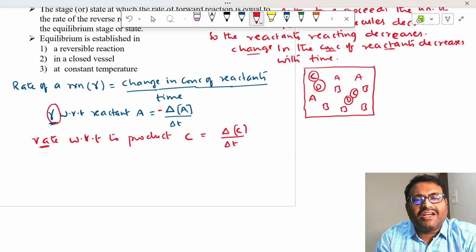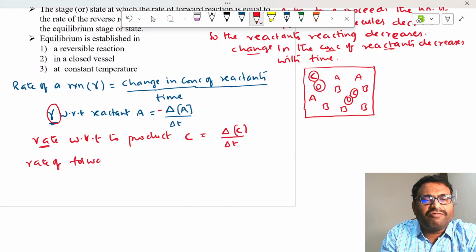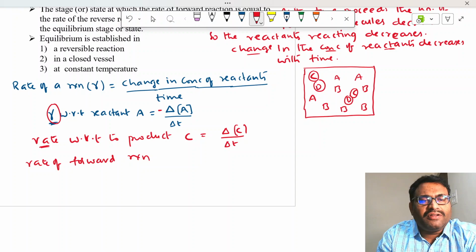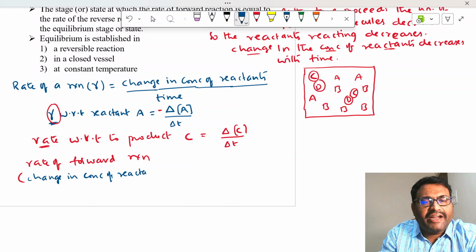Okay, when A and B are converting into C and D, there is some change in the concentration of the reactants, and that is called the rate of forward reaction. What is meant by rate of forward reaction here? The change in the concentration of the reactants with time is called the rate of forward reaction.